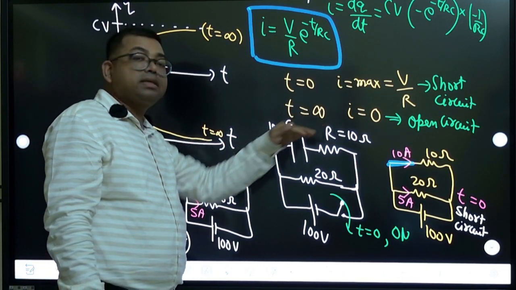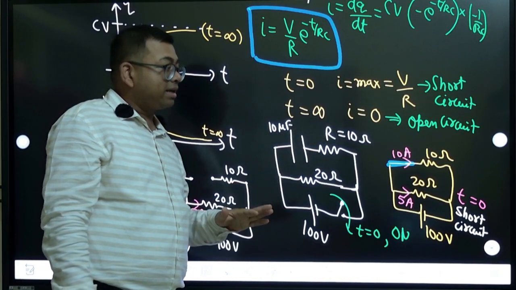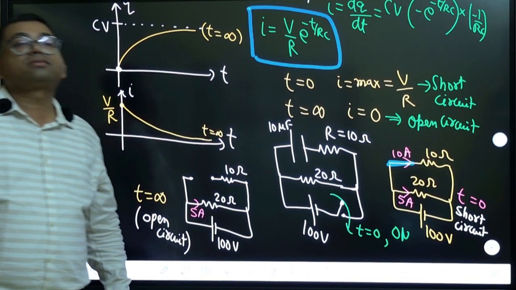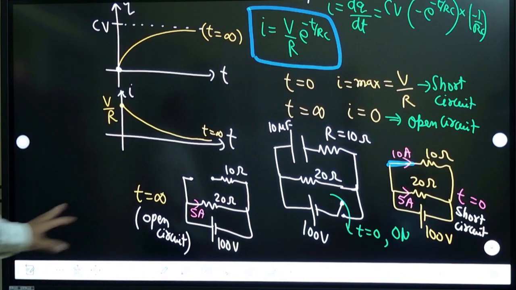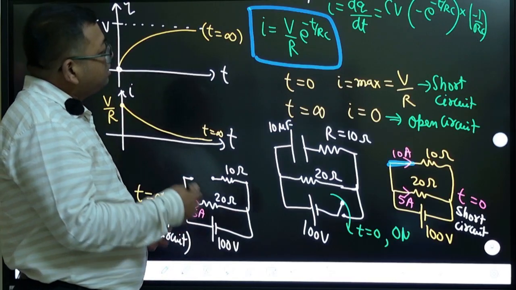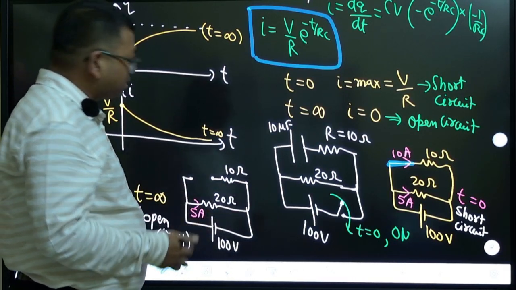That's what happens in any circuit whenever it comes now. Whichever branch contains a capacitor, you have to treat it like that. Time 0, you have to short circuit. Time infinity, you have to break that. Okay. This is what it is. Done.